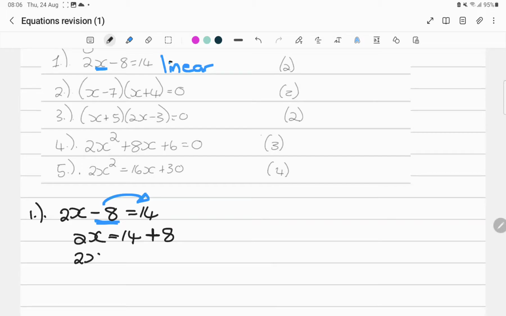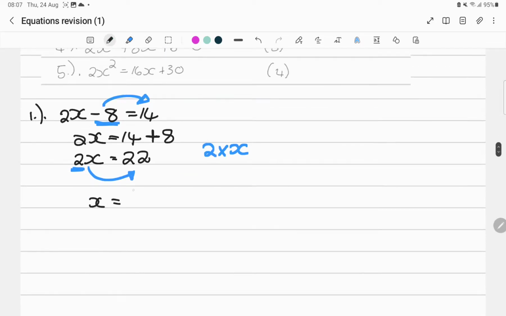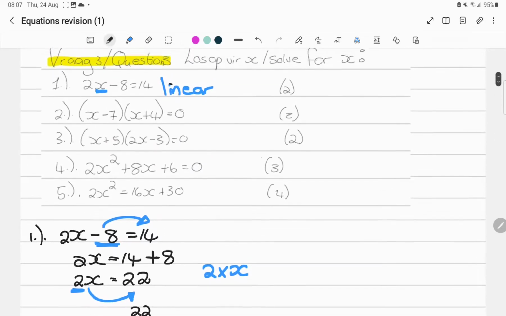Alright, so now I have 2x is equal to 14 plus 8, and that will give me 22. Now the next thing I have to get rid of is this 2. Now remember, 2x is the same thing as 2 times x. Therefore, if I want to take this 2 over, and I'm doing the inverse function, I'm going to have to say it's 22 divided by 2, which gives me x is equal to 11. Right, that was quite a simple one. So this is what we call a linear equation. Now let's have a look at number 2.